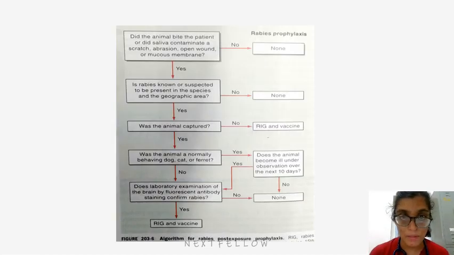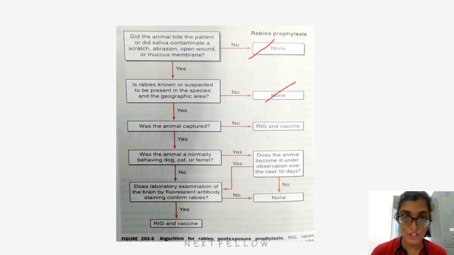So now, did the animal bite the patient, or did saliva contaminate a scratch, abrasion, open wound or mucous membrane? If the answer is no, rabies prophylaxis is not required. If yes, is rabies known or suspected to be present in the species or in the geographic area? No, then no rabies prophylaxis is required.